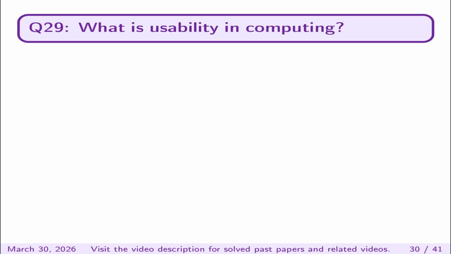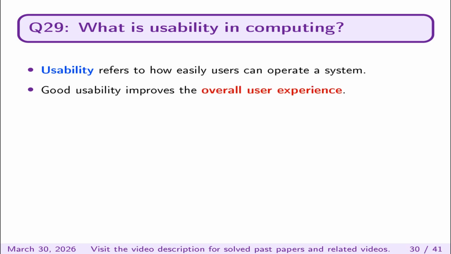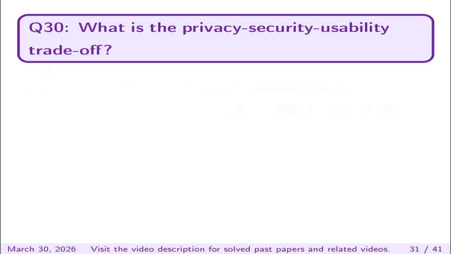What is usability in computing? Usability refers to how easily users can operate a system. Good usability improves the overall user experience. A usable system is usually simple, clear, and efficient to use.